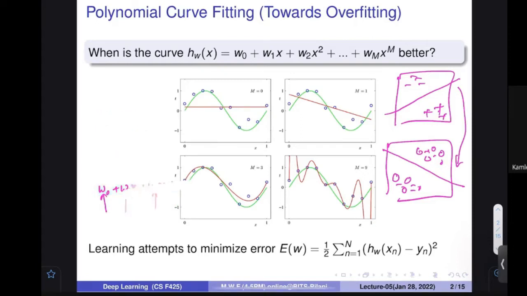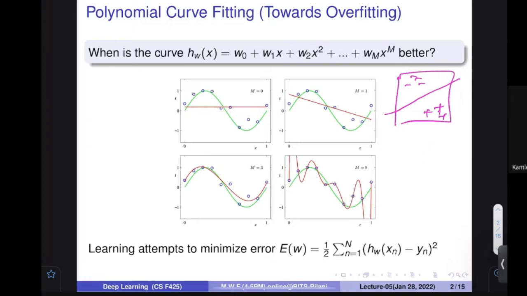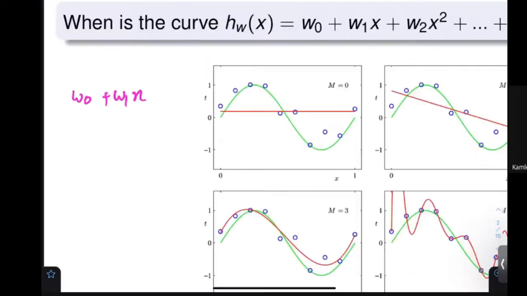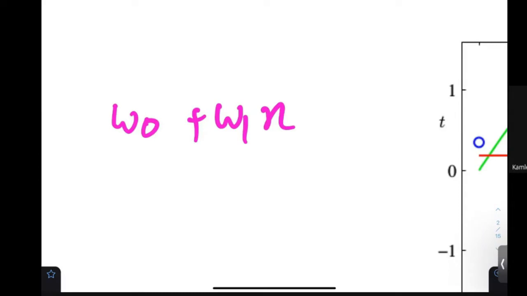So I have brought a very small example in front of you to explain some very simple things. Let's assume, for the sake of simplicity, that the item x has only one attribute, x1. So I can roughly say that the attribute is just x. If the attribute is x and it is a linear model, how can I represent it? I can write it like this: W0 plus W1x.